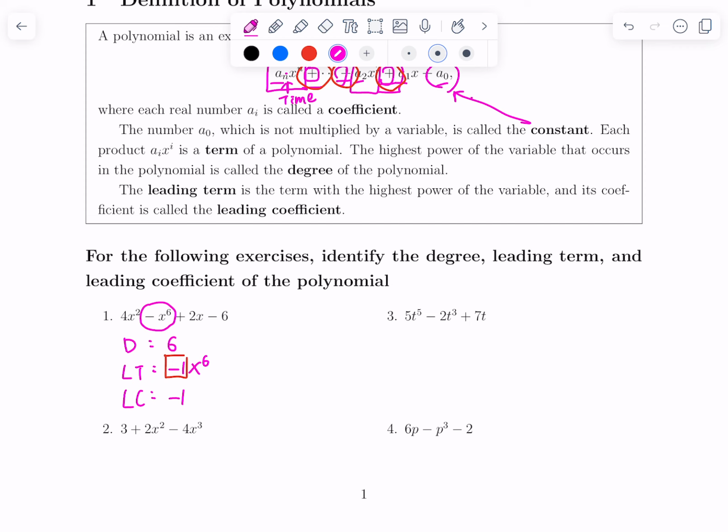I'm going to show you one more example for question 3. We look at the powers over here, 5, 3, and 1. So we compare 5, 3, and 1. The highest number is 5, so my degree over here is 5. And then we know that the leading term over here will be 5t to the power of 5. And the leading coefficient, since the variable is t here, we look at the front, will be 5. Okay, and right now, if you have time, please give it a try for question 2 and question 4.